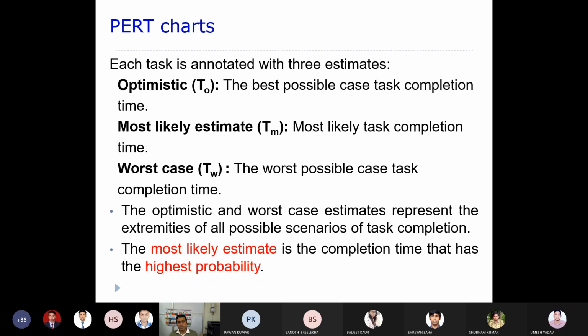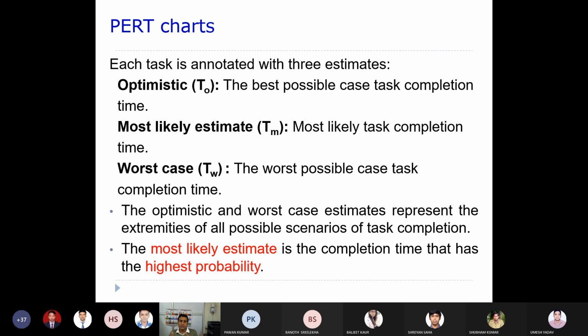Now the most likely estimate is the completion time that has the highest probability, because average estimations have the highest probability. If you plot the graph, time versus output, at the average, the intermediate time, you see the peak. That means the most likely estimate gives you the highest probability. Say somebody tells you the most likely estimate is 5 months, the optimistic one is 1 month, and the worst case is 10 months.